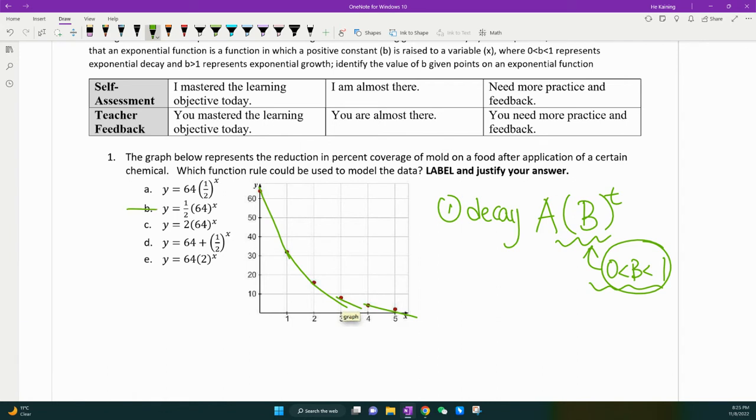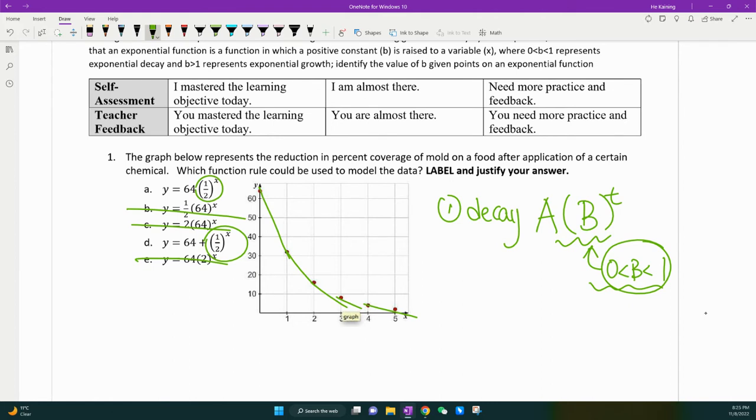Just by doing this, we know that this is out, and this is out. The only ones left are going to be the 1/2 and the 1/2. Since every single one has an x power, I don't really care which one I choose for the exponent, because they all satisfy the x power.